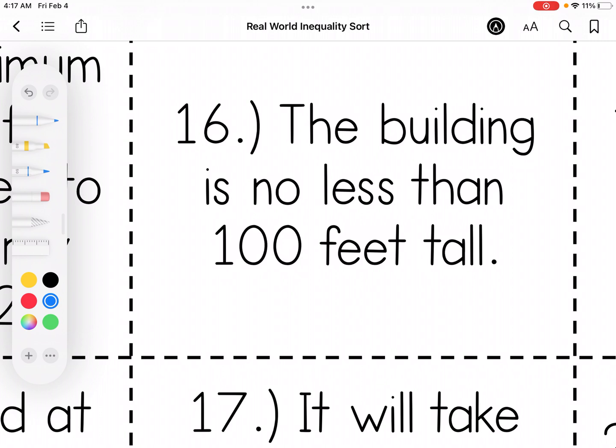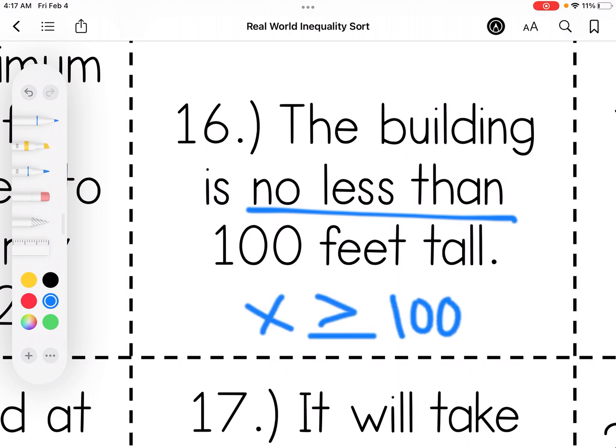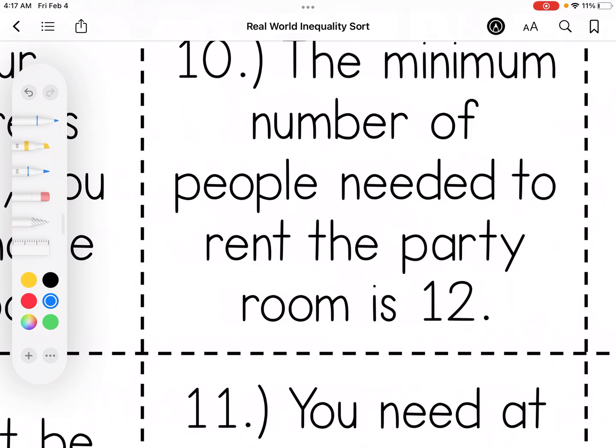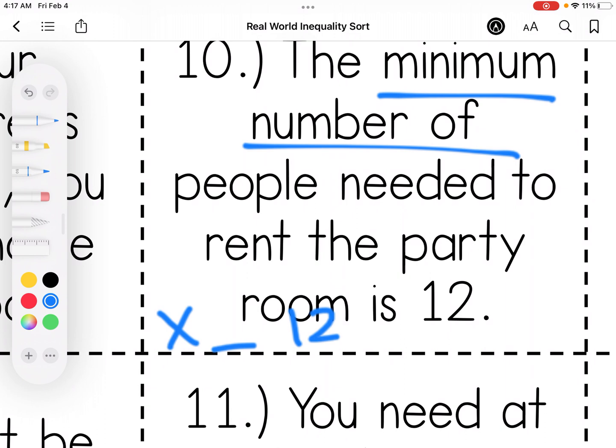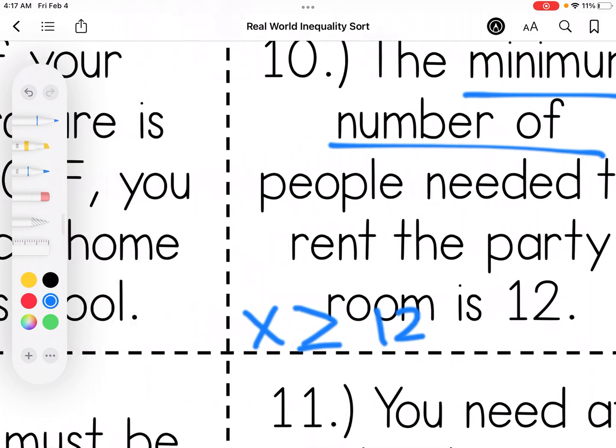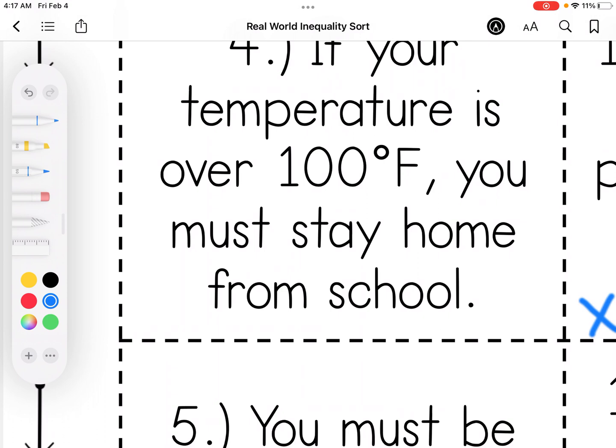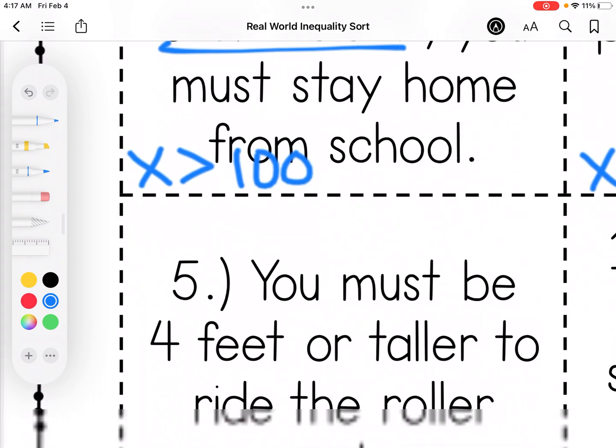The building can be no less than 100 feet tall. So it could be more than 100 feet tall. It could be equal to 100 feet tall, but it can't be less. The minimum number of people needed to rent the room. So the least amount of people is 12. So it could be equal to 12, or it could be more than 12, but it can't be under 12. The temperature is over 100. So if it's greater than 100, you have to stay home. So if it's equal to 100, you're good to go. But if it's 100.1, you have to stay home.